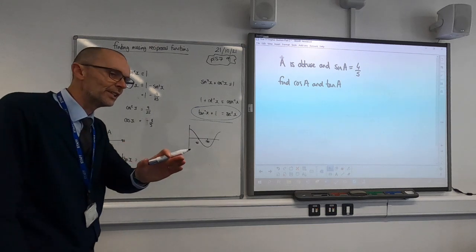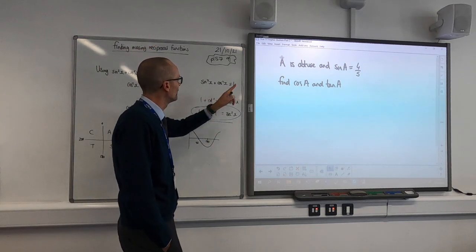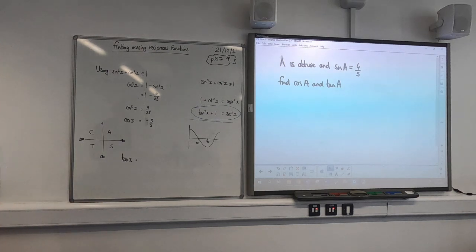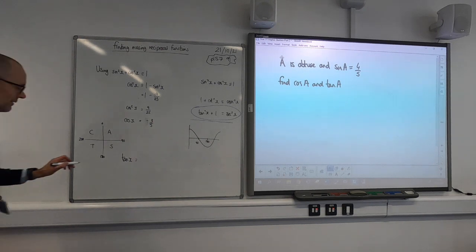What's the other identity that we had last year? We've got that one, which we've already used. What's the one linking tan to sine and cos? Oh, sine over cos. Sine over cos, yeah.